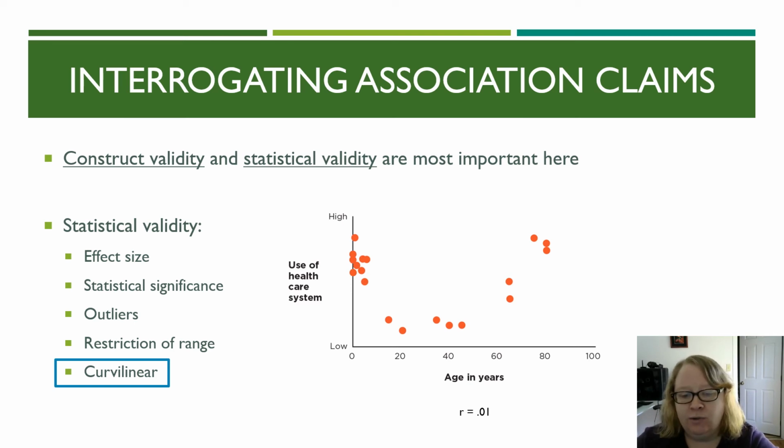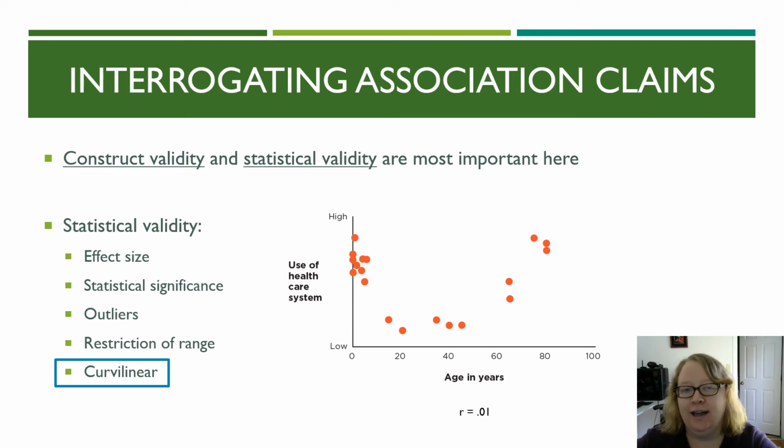As people get a little older, right, look at the dots around age 20 and even around age 40, pretty low use of the healthcare system. 20s, 40s, etc. Those are usually years when you're pretty healthy, for the most part, right? Don't maybe have a lot of healthcare needs. But then as you get older again into the 60s and the 80s, now our use of the healthcare system goes back up because now we're experiencing more health problems and we need more care and attention. So it's a curvilinear relationship.